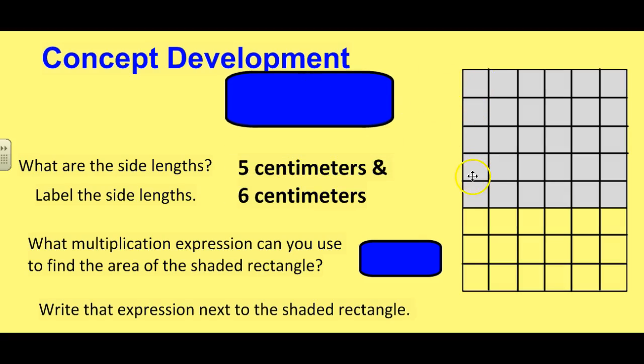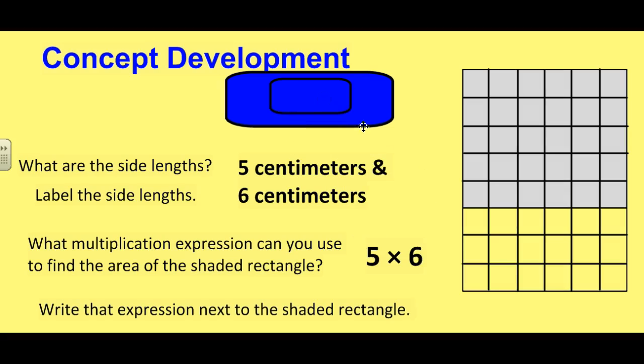Okay, so this side length right here was 5 centimeters, and this top side length right here was 6 centimeters. So what multiplication expression or what multiplication equation can we use to find the area of this shaded rectangle? Go ahead and just write that somewhere on your piece of paper because you've got a lot of white area on your paper that you can use to work problems out when we're doing this today. So go ahead and write the multiplication equation that we would use to find the area of this shaded rectangle. Whenever you're ready to check your answer, you can just push play.